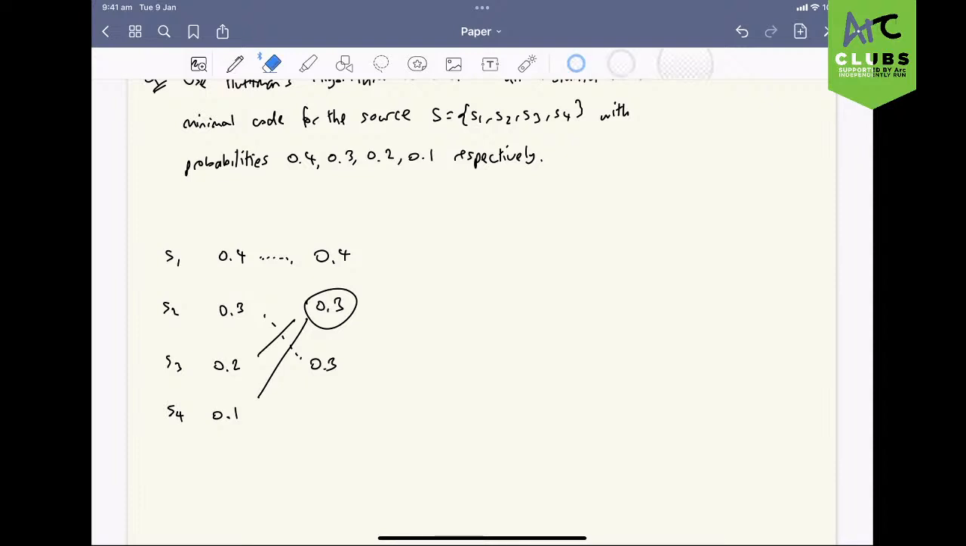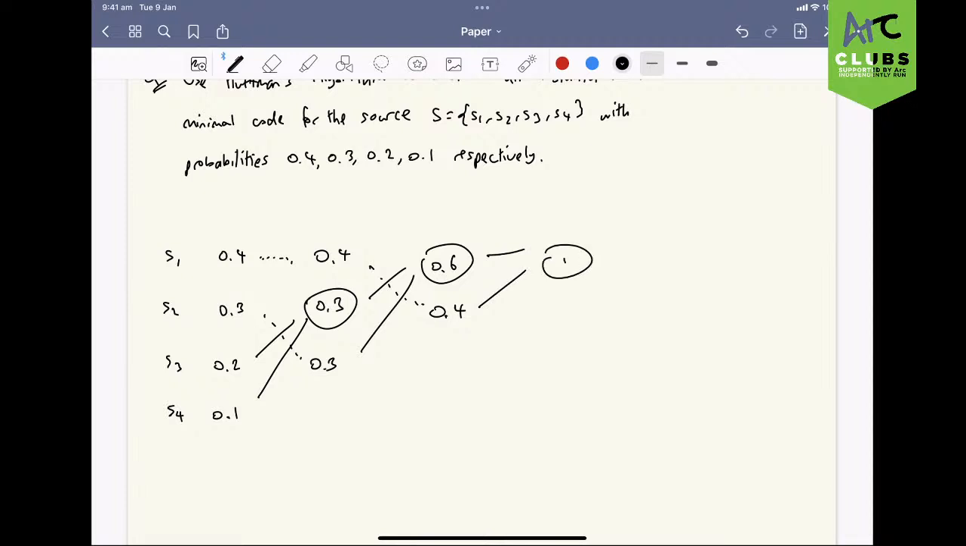And yeah, so we continue this. We again look at the bottom two symbols of this second column that we created, and that's going to be the two 0.3s here. If we combine them, we get 0.6, so it should end up at the top of the new column that we make. And the 0.4 should come back down. And finally, there's only two left. We just combine both of them into one.